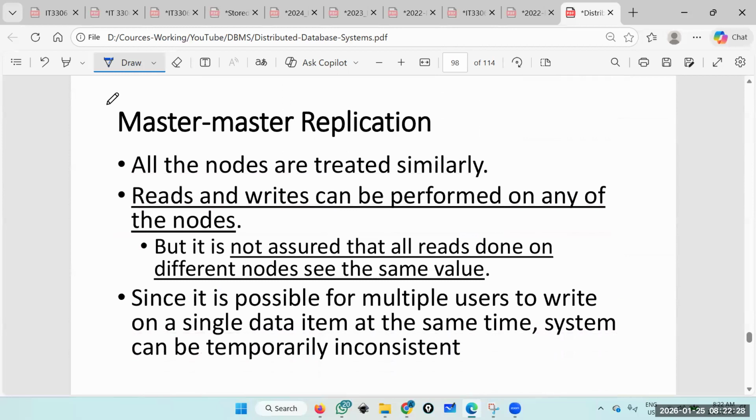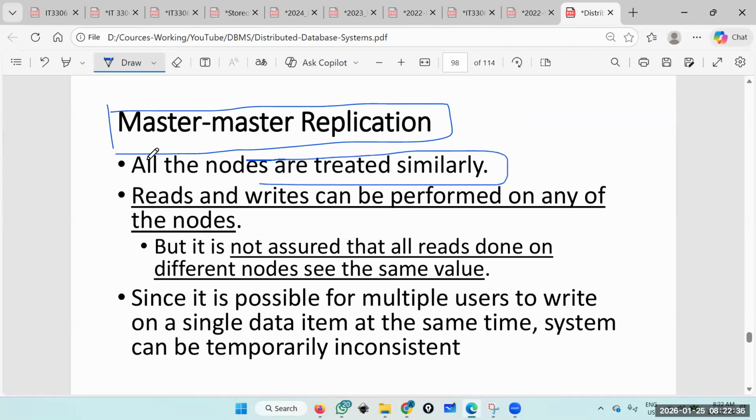Right. So here they use the word master-master rather than peer-to-peer. That means all the nodes are treated similarly, all the nodes are sort of masters. Reads and writes can be performed on any of those nodes. But it is not assured that reads done on different nodes see the same data value. If you write and read from your own node, you will always get your data up to date. But there's no guarantee that if you write here and someone reads from there, they get the latest all the time, because it must be propagated.